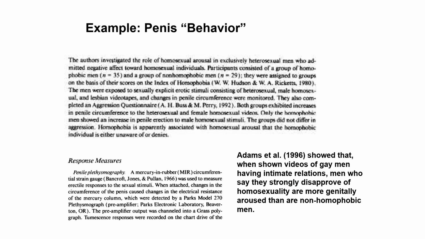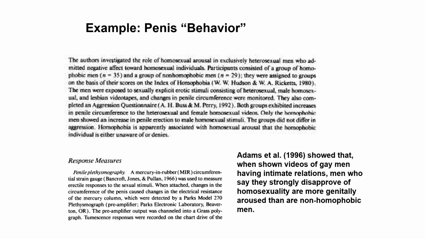Let's look at another example. It's really hard to read this, but the authors investigated the role of homosexual arousal in exclusively heterosexual men who admitted negative affect toward homosexual individuals. Participants consisted of a group of homophobic men and a group of non-homophobic men. So men who claim to dislike gay men and men who claim to not dislike gay men. They were assigned to groups on the basis of their scores on the index of homophobia.